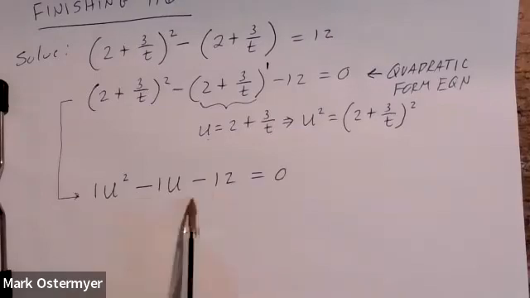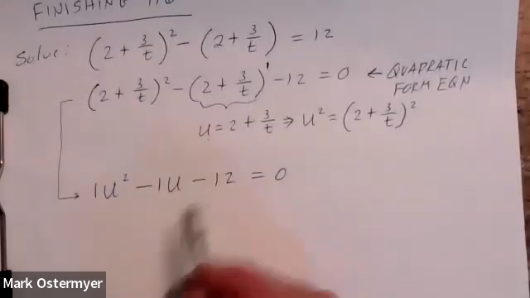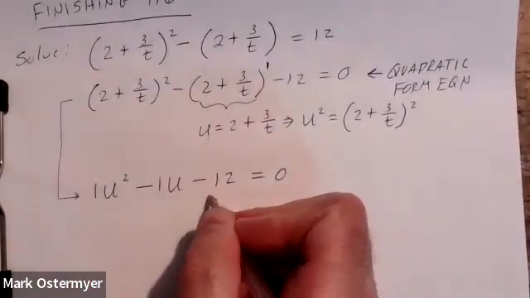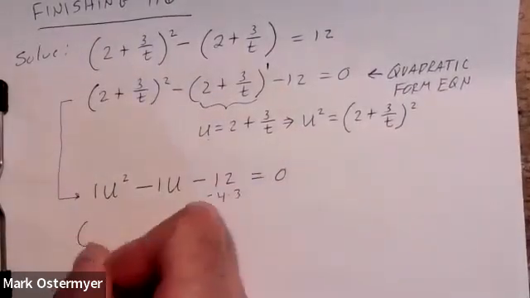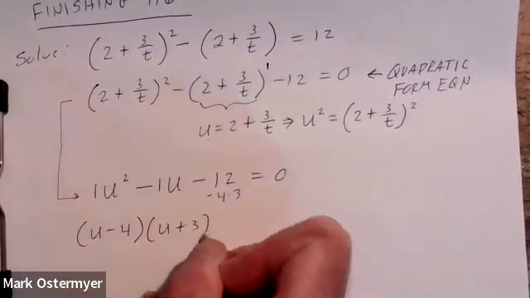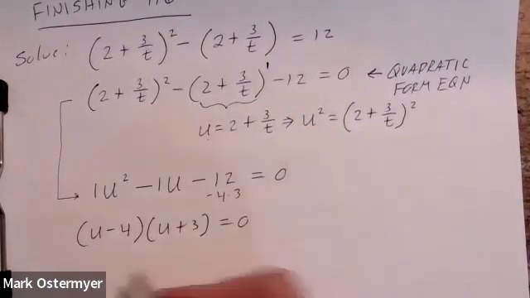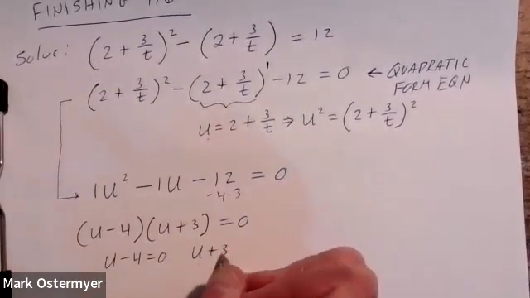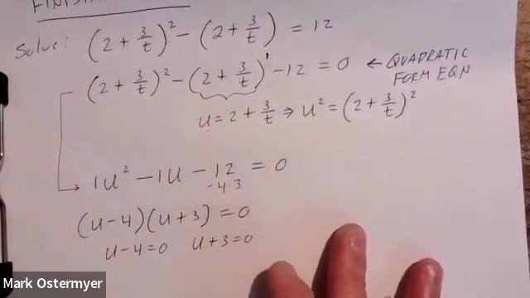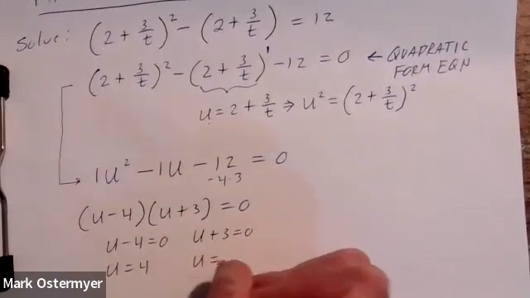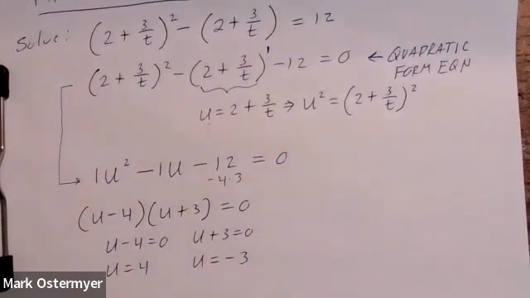It's very easy to factor this trinomial. Two factors of negative 12 that sum up to negative 1, the middle coefficient, are negative 4 and 3. So this immediately factors into u minus 4 times u plus 3. Now we're going to set both factors equal to 0 and then solve the equations for u. Solving this first equation, we get u is equal to 4, and then this one gives us u is equal to negative 3.